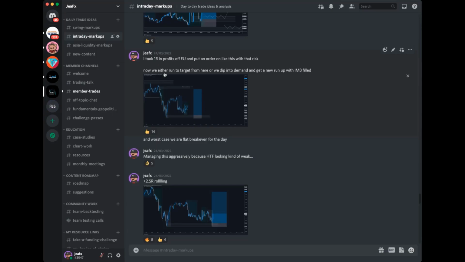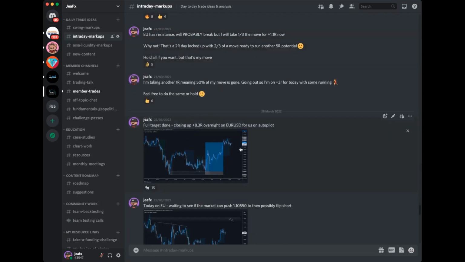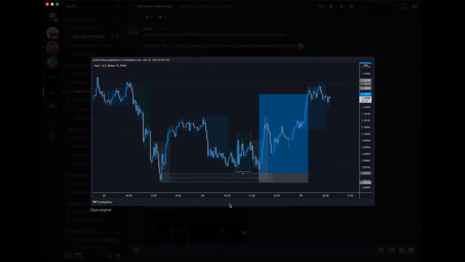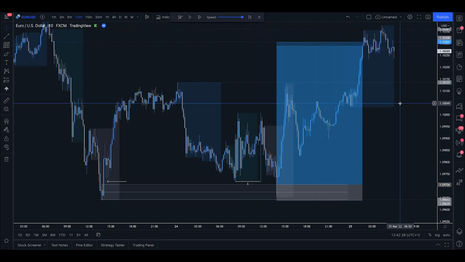Here's the trade taken. I took 1R in profits off EU, as mentioned on the previous trade. Now we either run it to target from here on this new trade, and as we see, we did lock in some profits on the way, and then the target was done. So 8.3R was the final profit taken on that move. Not 8.6, but still very good. There we go, that's the completed trade.